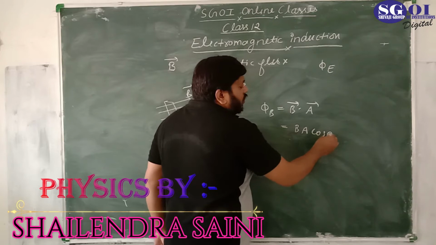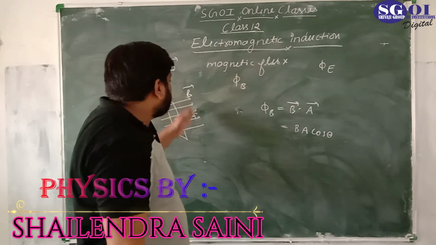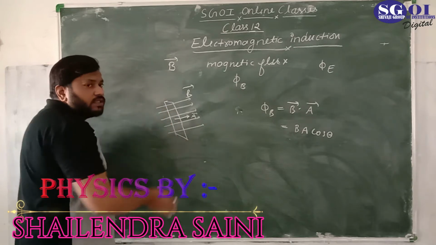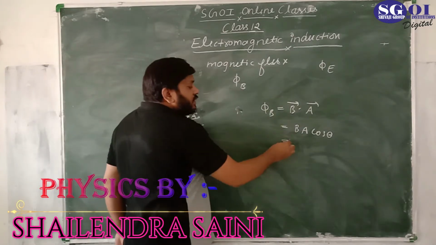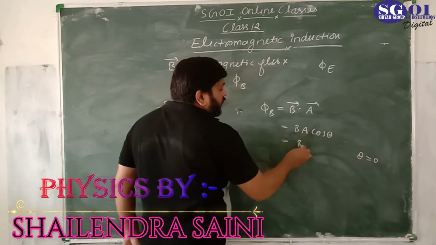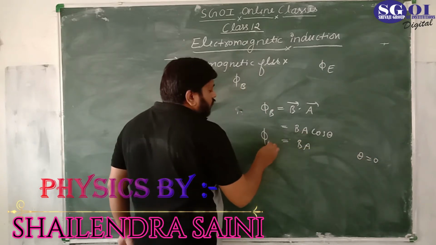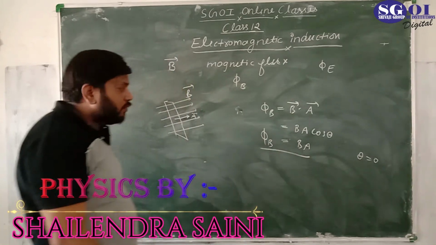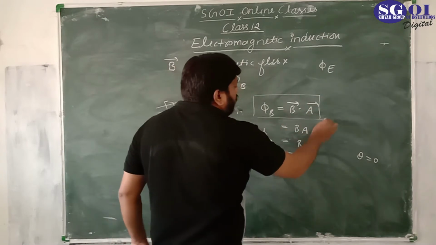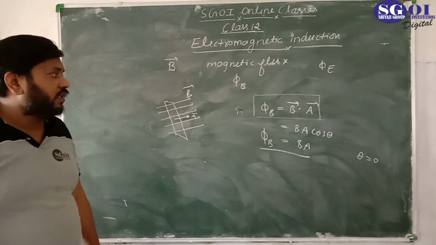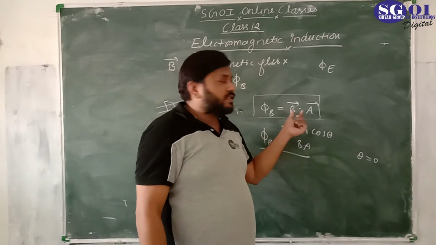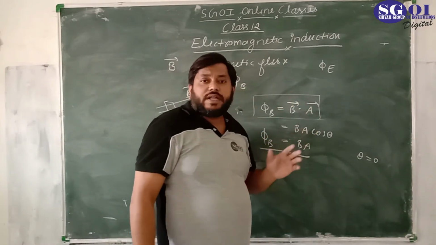We know that this is BA cos theta, and if both are in the same direction, meaning the magnetic field lines are normal to the plane surface which we are considering, then theta would be 0. So it can be written simply as phi B equal to BA. But the definition comes from this relation: the magnetic flux is the dot product of magnetic flux density and area vector.